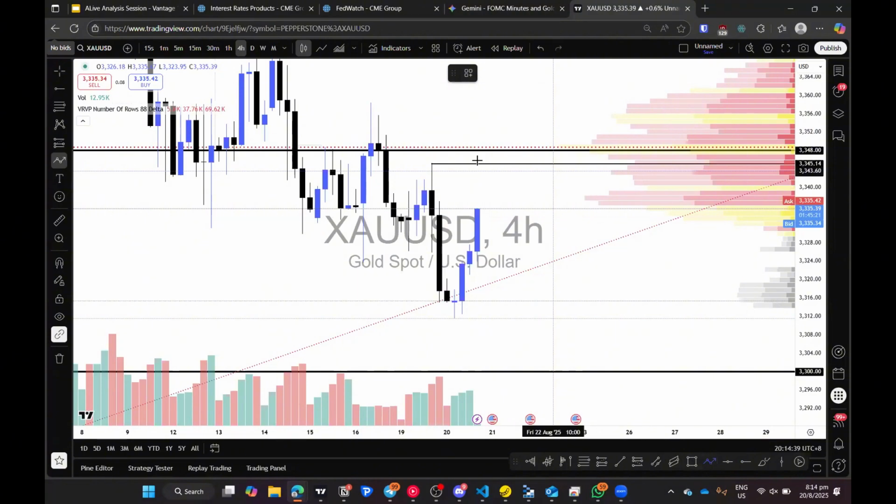Okay, but this is going to be a key support once price breaks out. So how it look like is something like this. And we'll be looking at this key level as a retest.